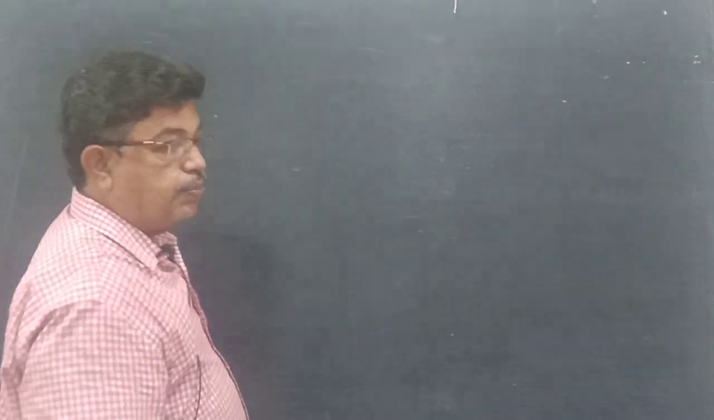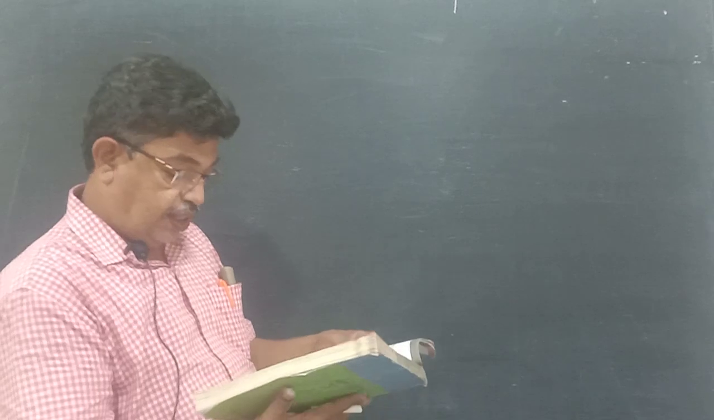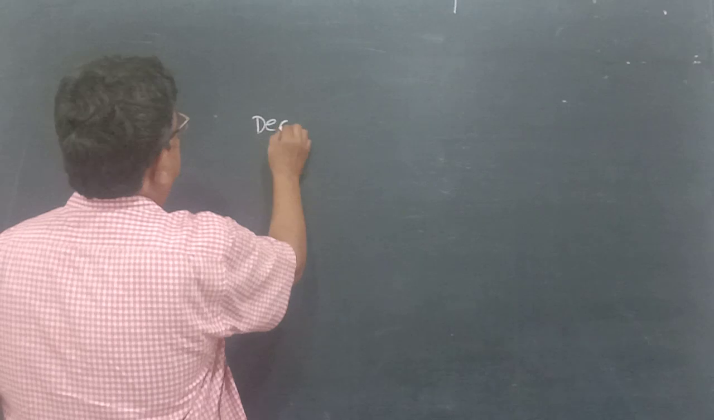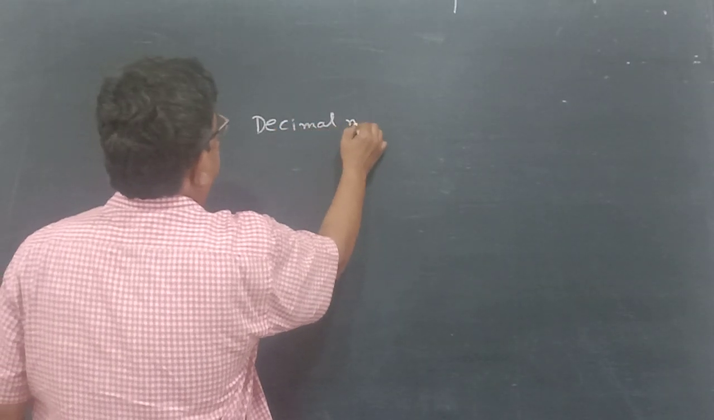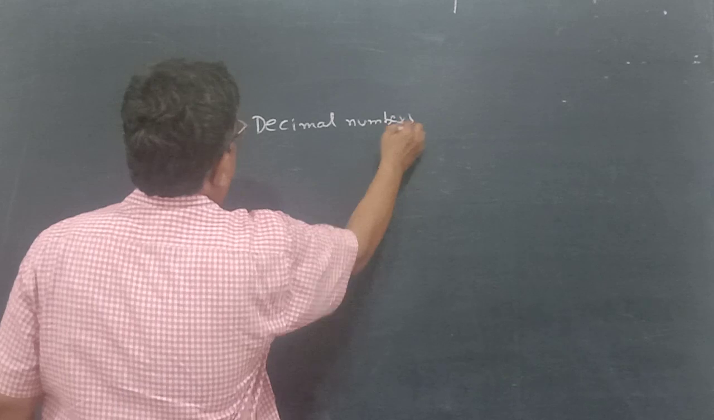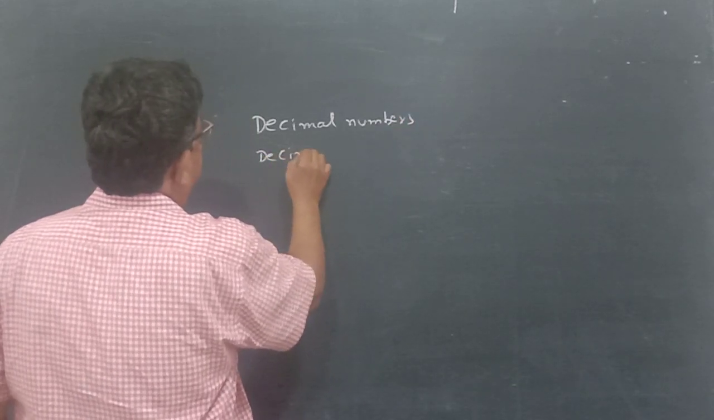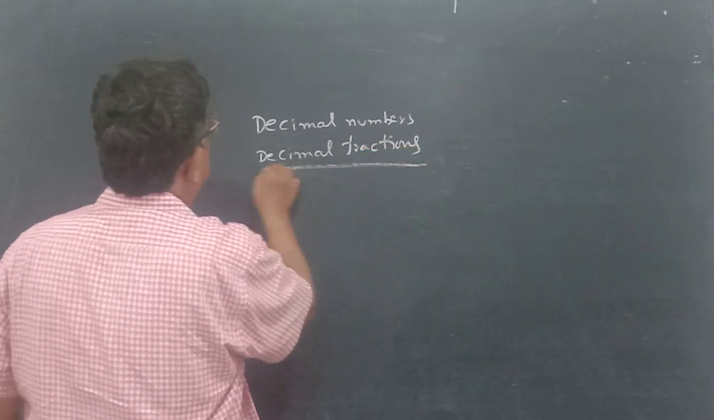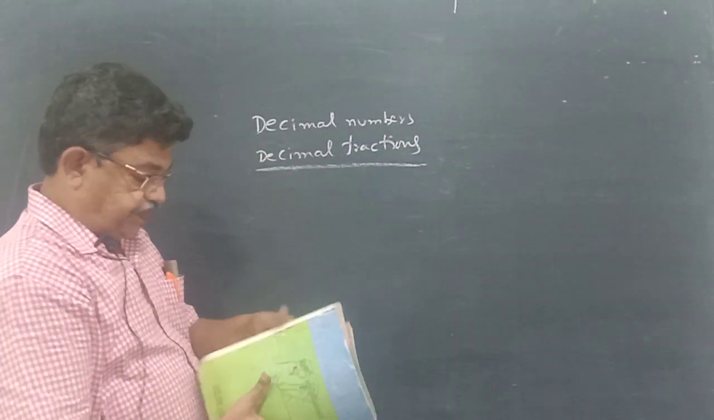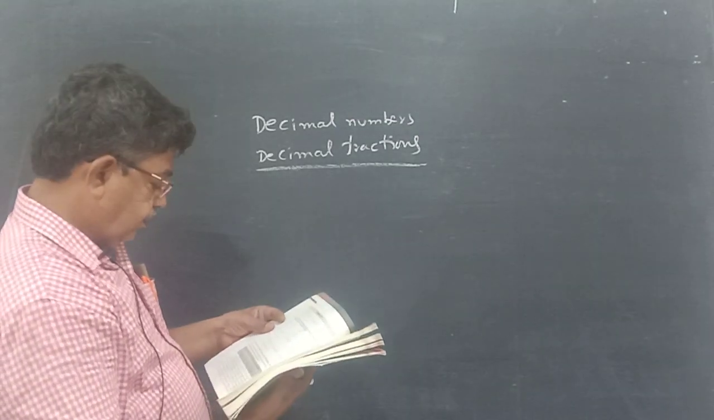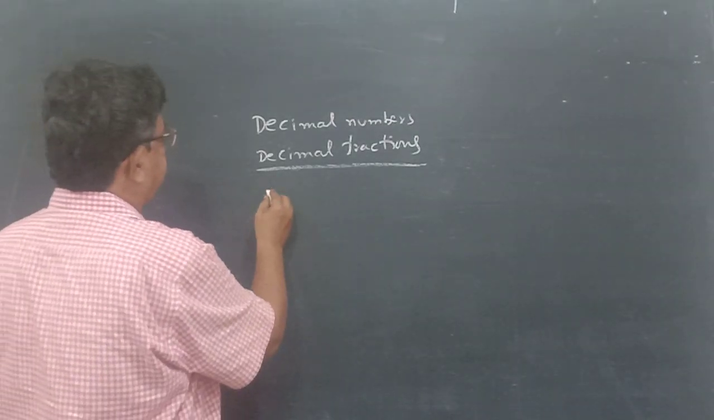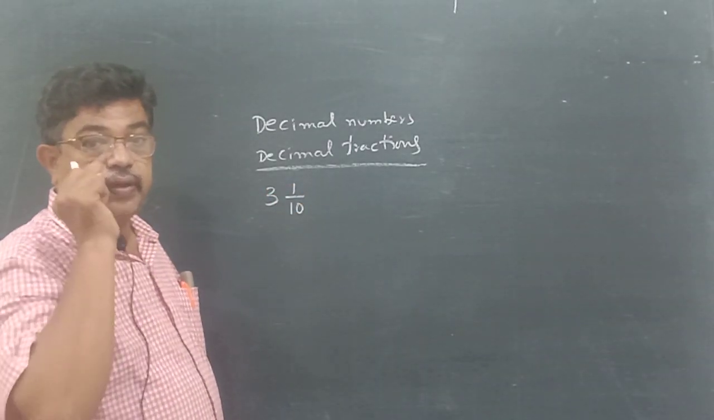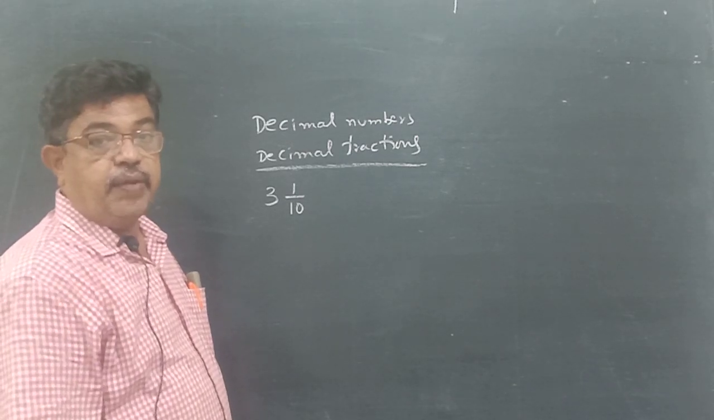So, like this we did some problems yesterday. Today we are continuing decimal numbers or decimal fractions. What is this number? 3 1 by 10. It is the combination of a whole number and a proper fraction.